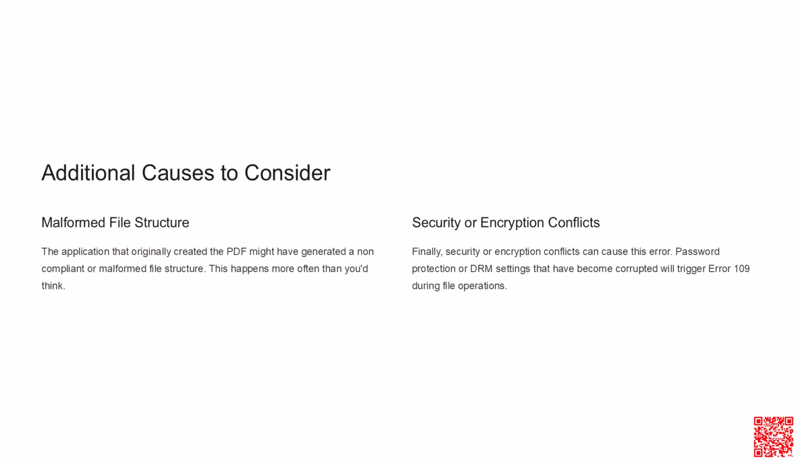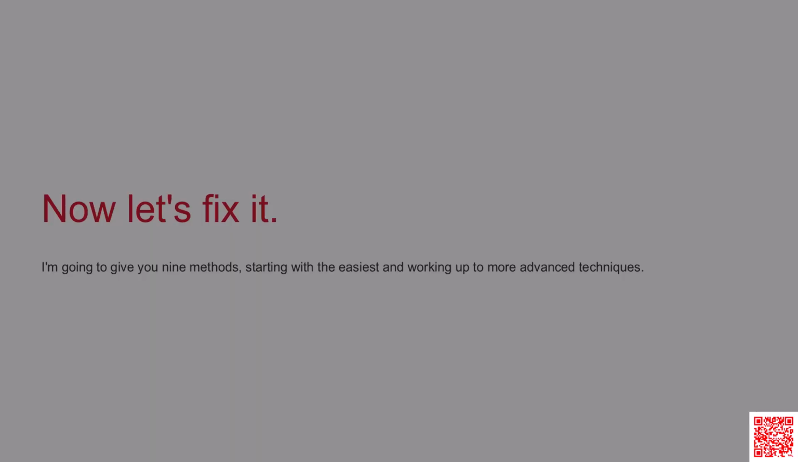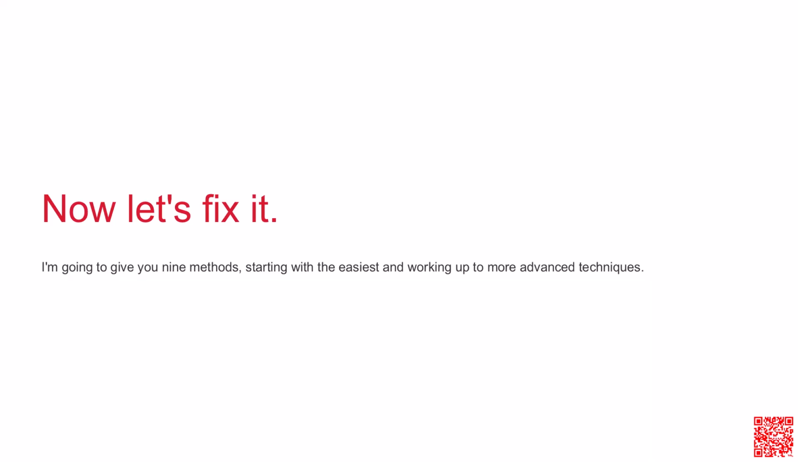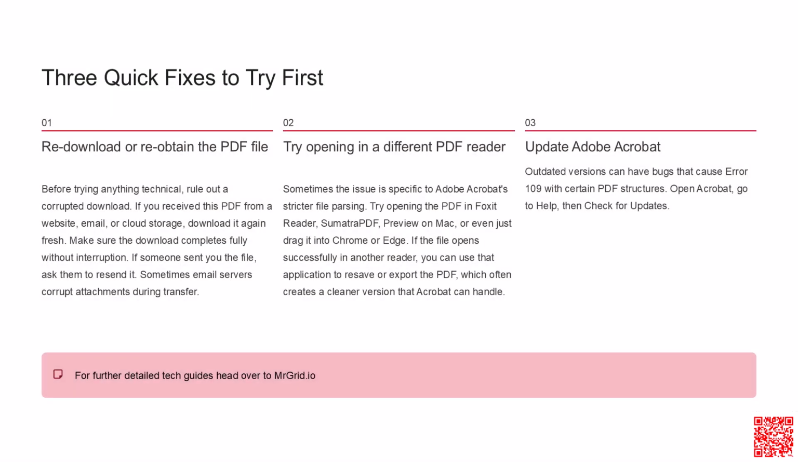This happens more often than you'd think. Finally, security or encryption conflicts can cause this error. Password protection or DRM settings that have become corrupted will trigger error 109 during file operations. Now let's fix it. I'm going to give you 9 methods, starting with the easiest and working up to more advanced techniques. Method 1. Re-download or re-obtain the PDF file.